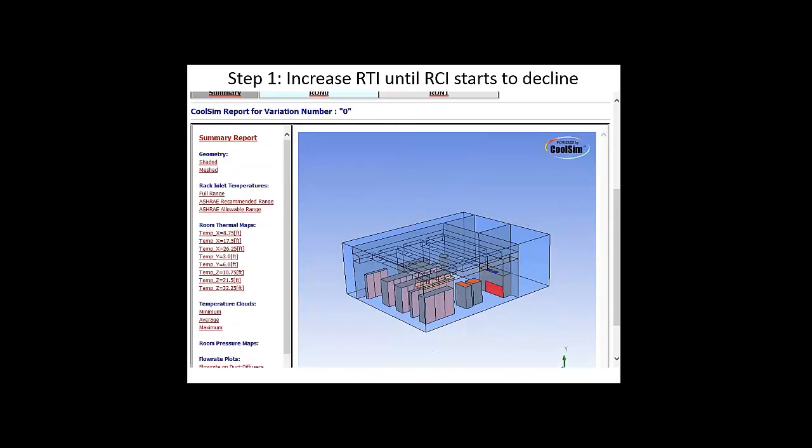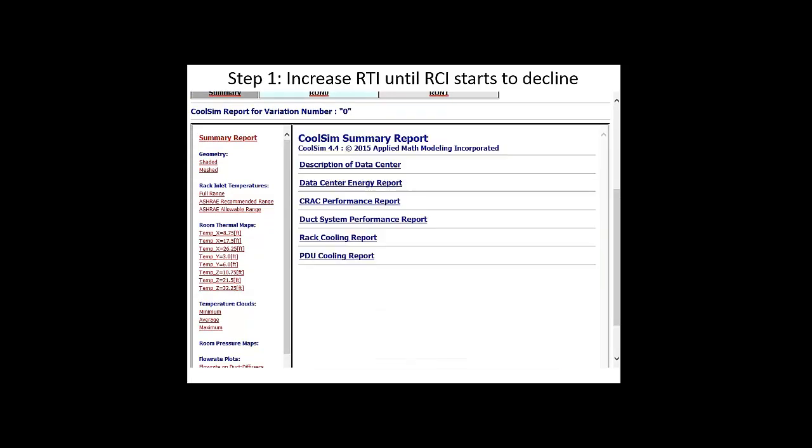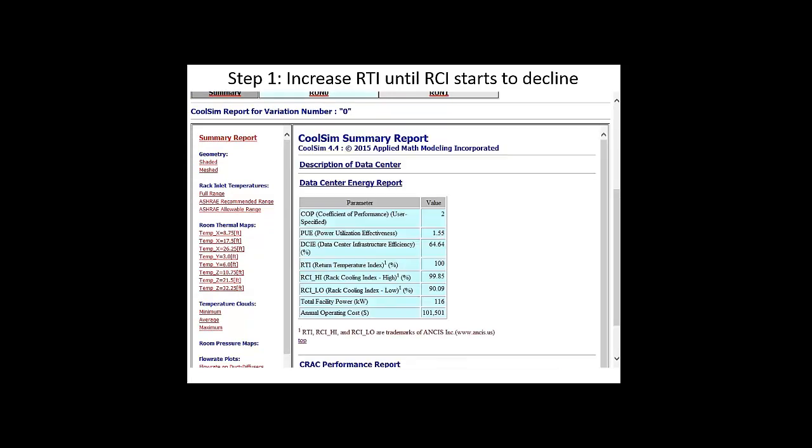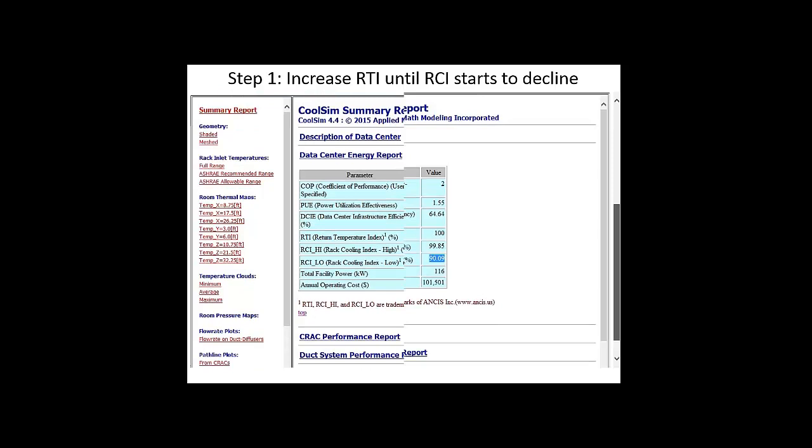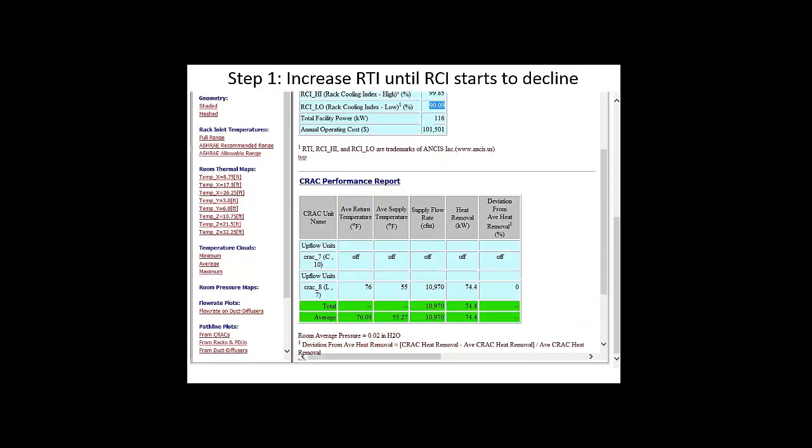So let's look first at unit 0, and let's go first of all to the summary report. We'll go to energy again, and you see RTI spot on, 100. RCI high is 99.85. It looks pretty good right there. I mean, that's certainly a good situation. RCI low, yeah, still not quite there. And if we take a look down at our CRAC performance report, we're still pumping 55-degree air. So it's still just too cold.